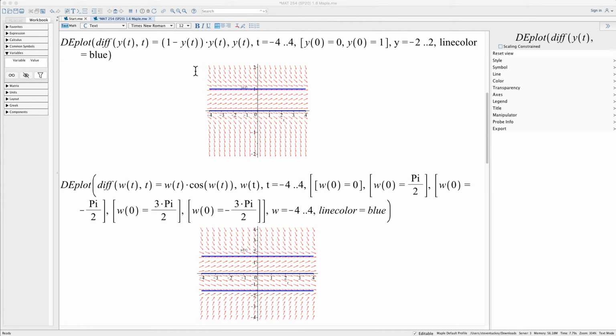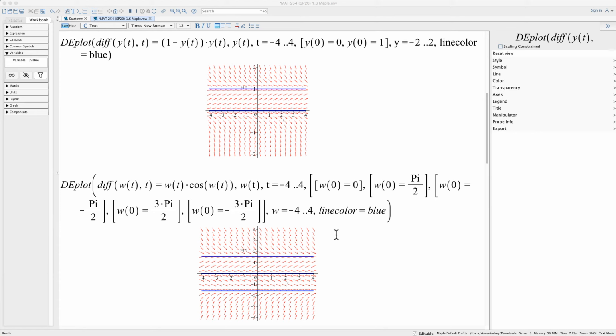In the first example, we have our 1 minus y times y, and you can see there's two equilibrium solutions. I identified them over here with the initial conditions, and you can see above we've got negative turns to positive slope, turns to negative slope, just like we predicted. So this guy right here is definitely a sink. This guy right here is definitely a source.